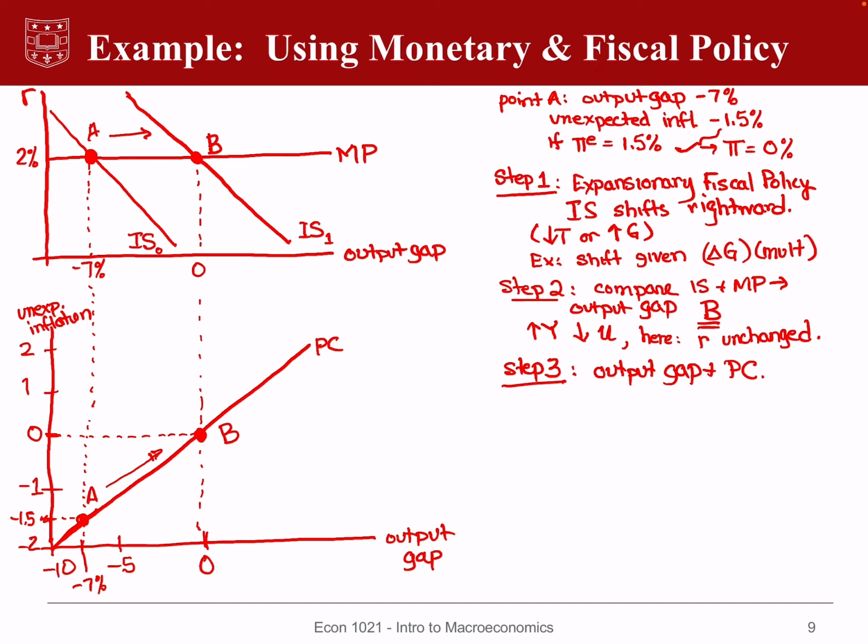And what we observe, of course, is that unexpected inflation rises in moving from A to B. And of course, again, it's kind of weird to think about this, but we're going from unexpected inflation of a negative number, 1.5%, to 0. So then the conclusion with that is that inflation rises.